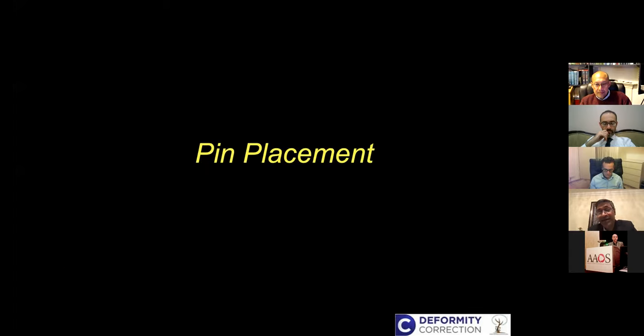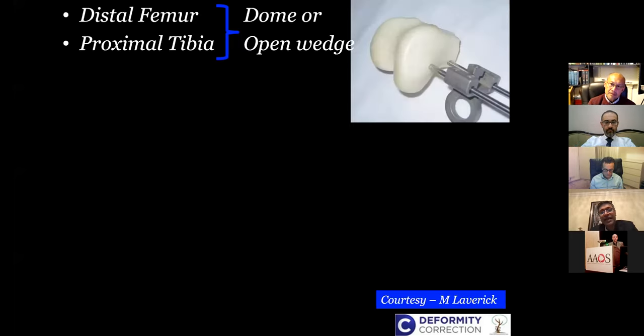So the other important thing is where are we going to put the pins? As Nikos has nicely shown in his x-rays, the pins have to be placed away from the plane of fixation. So if you're using a nail in the femur, then it can go posterior.